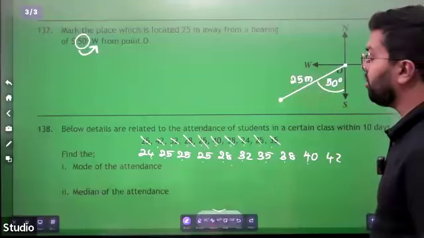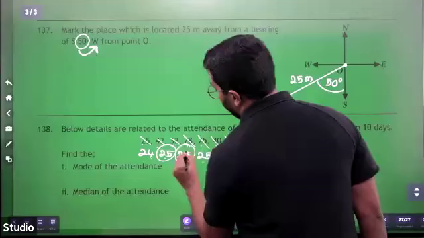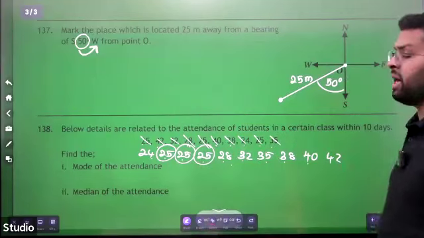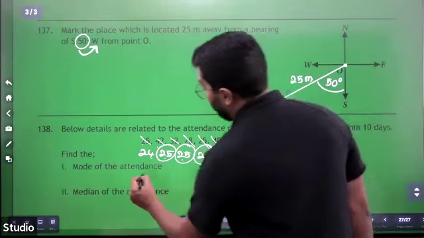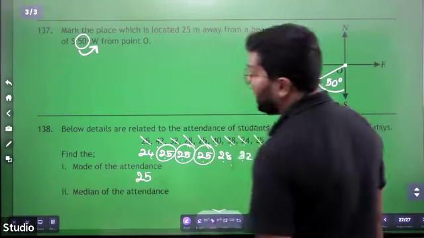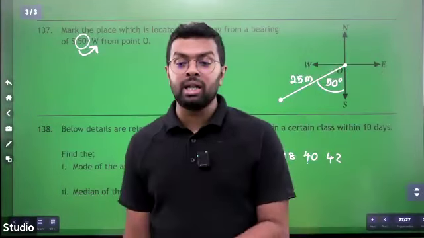Mode of the attendance. Mode is the value which appears most frequently. The one that appears the most number of times is the mode. So mode is 25.